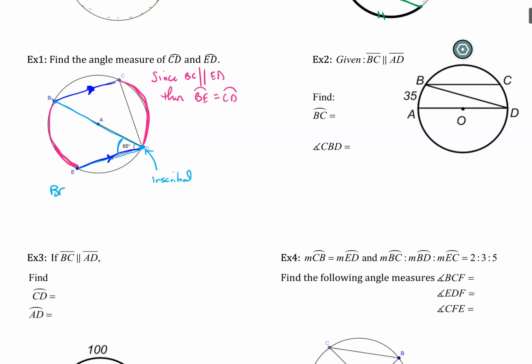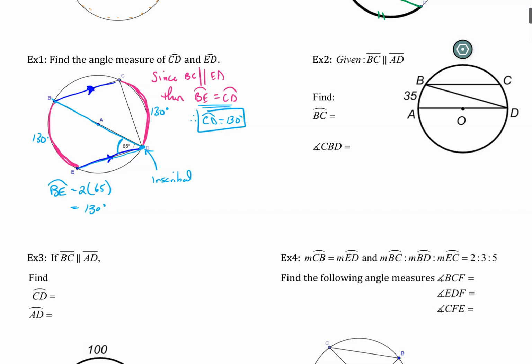So arc BE is going to equal 2 times whatever the angle is. In this case, that's 65, and 2 times 65 is 130 degrees. So we just found this one to be 130 degrees. We've also made the claim that arc BE and arc CD are congruent to each other, so that makes this one 130 degrees also. Therefore, arc CD is 130 degrees.